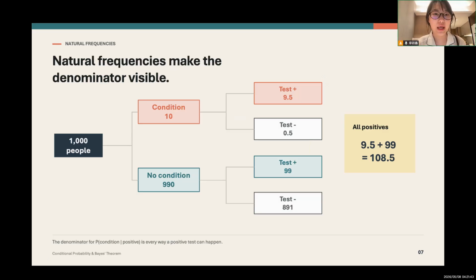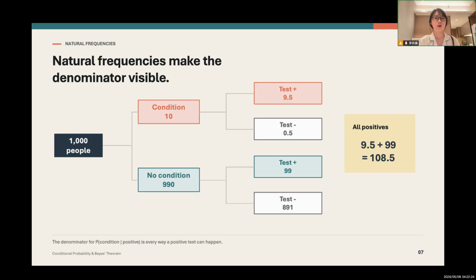Bayes' theorem can look abstract, so natural frequencies make it easier. Start with 1,000 people. Since the base rate is 1%, 10 people have the condition and the other 990 do not. Of the 10 people who have the condition, 95% test positive, that is 9.5 people. The rest test negative. For the 990 people who do not have the condition, 10% still test positive. That is 99 false positives. The other 891 test negative.